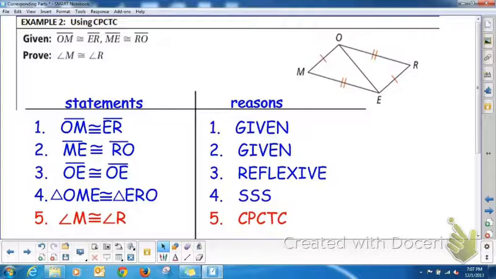We're proving two triangles are congruent and therefore can take it one step further and say, if we know the triangles are congruent, then we know the corresponding parts of congruent triangles are congruent.